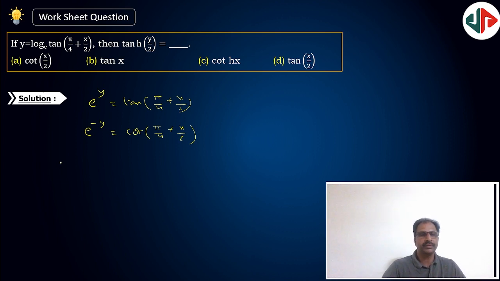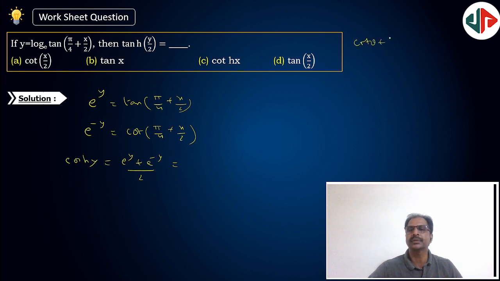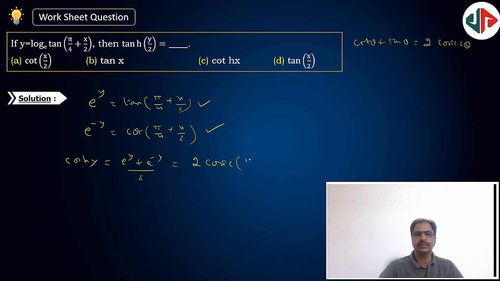And what is cos hy from this? e power y plus e power minus y by 2. Already I gave the formula: cot theta plus tan theta is equal to 2 cosecant 2 theta. So here if you substitute e power y and e power minus y, numerator will be cot plus tan, which is 2 cosecant 2 theta, by cosecant 90 plus theta, secant theta. So cos hy is equal to secant x.